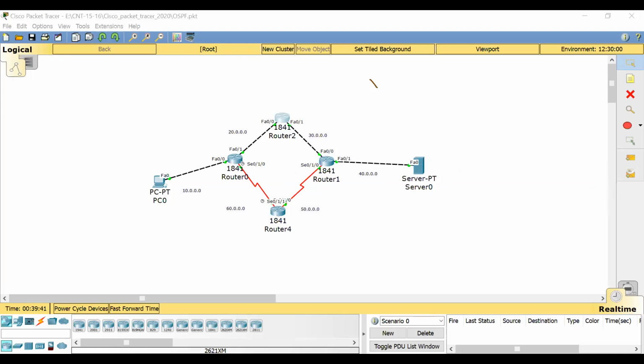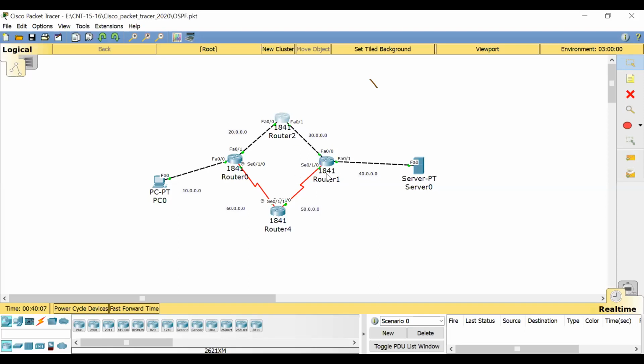Now for this network 40, how is the cost calculated? By using the same methodology. The 40 network is here. This is its exit point, which is connected via 30.0.0.2, right? So that cost is 1 plus 1, the cost is 2.